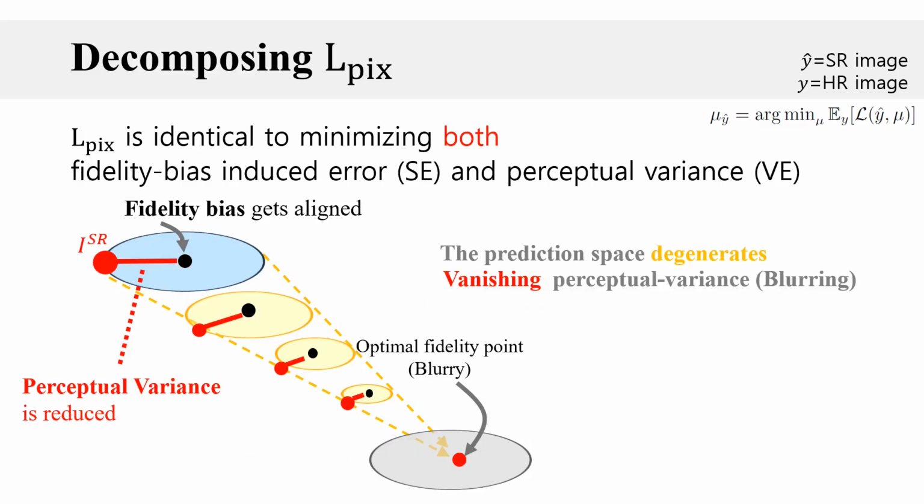So visually, the overall optimization procedure would look like this. The prediction space, the blue circle, will be aligned towards the true solution space, the gray circle. But also, it will degenerate to the sole average point, leading to blurry results. Accordingly, we can think about a straightforward solution, which I will introduce in the next slide.